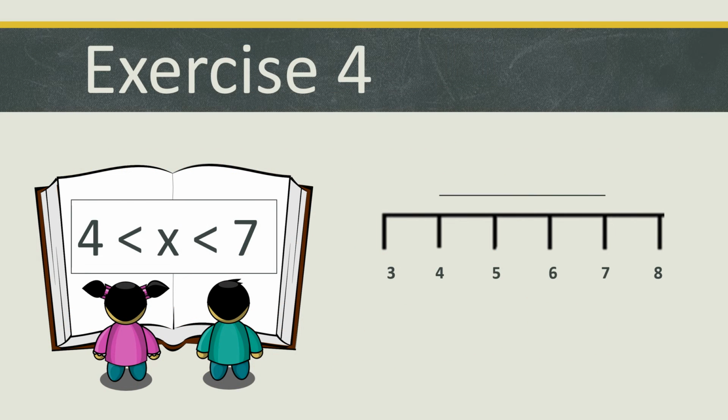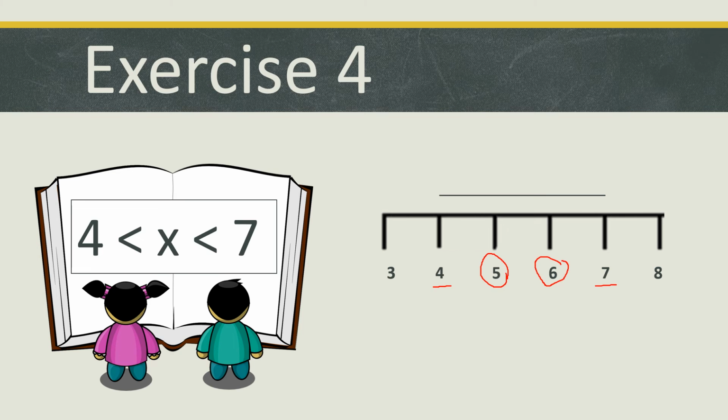For exercise 4, you need to show this inequality here on the number line. So we know that x is between 4 and 7 because it says that 4 is less than x, so x would be greater than 4, but it would not be 4. And x would not also be 7, it would be less than that. So x could be 5 or 6.